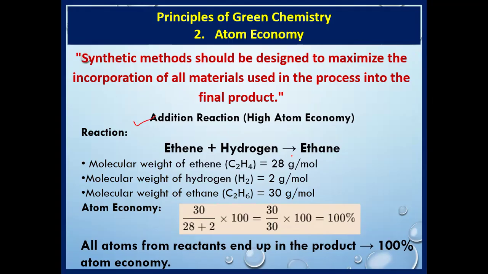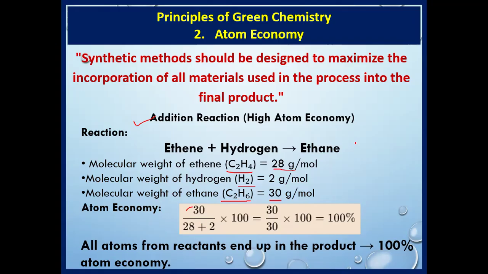Ethene plus hydrogen gives ethane, right? The molecular formula of ethene is C2H4 with the molar mass 28. The molecular weight of hydrogen is 2. The formula of ethane is C2H6, and its molar mass is 30. So by incorporating all these weights into the atom economy formula, that is molar mass of product divided by molar mass of all the reactants multiplied by 100.